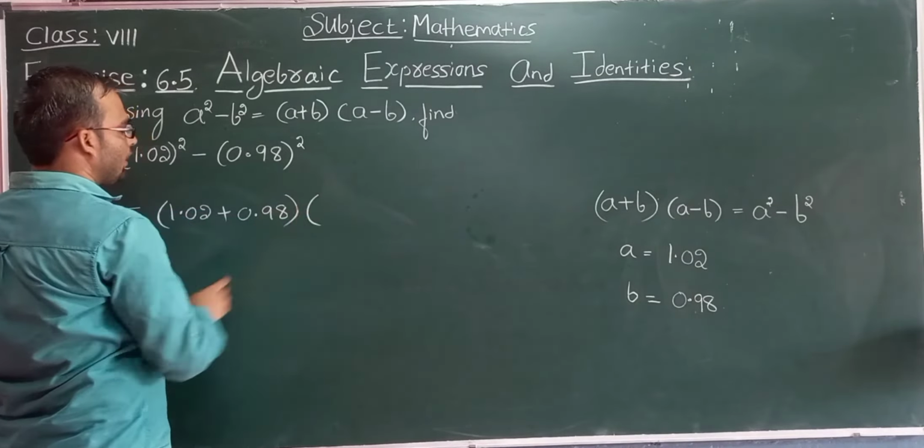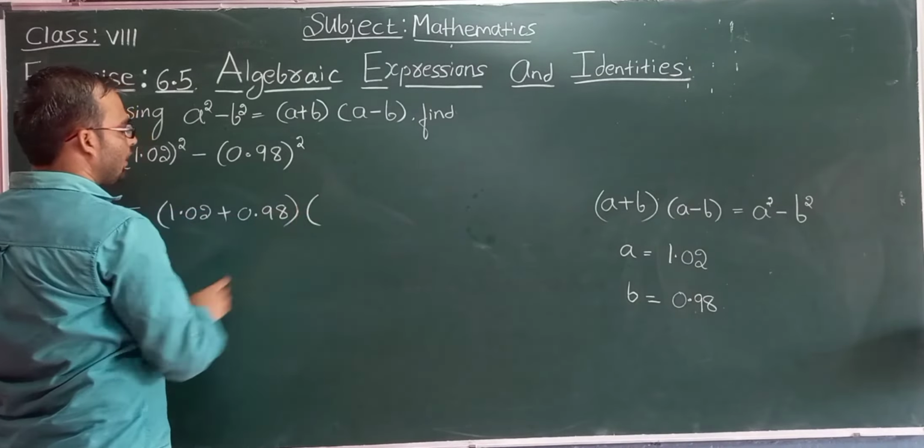Next, into this, 1.02 minus 0.98 will be 0.04. Students, 2.0 is nothing but 2 only. Okay, don't confuse. So, and here into 0.04. Okay, next 2 into 0.04 will be 0.08. Okay, so this will be the solution of second problem.